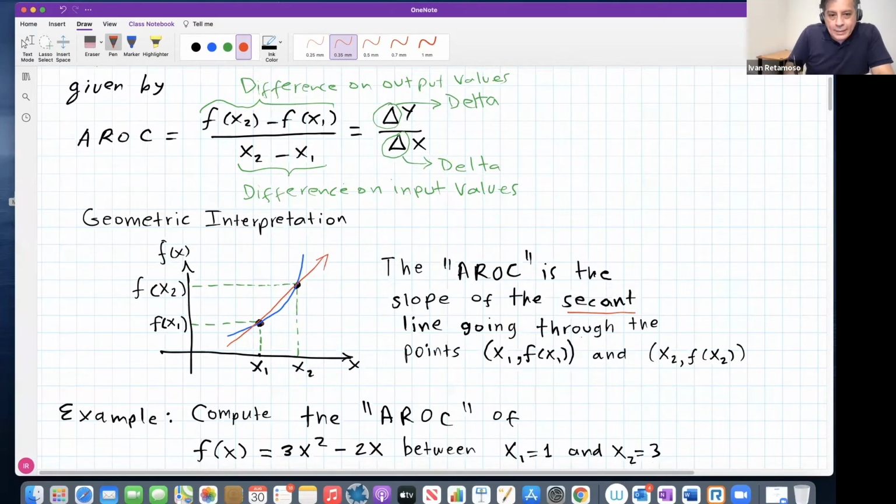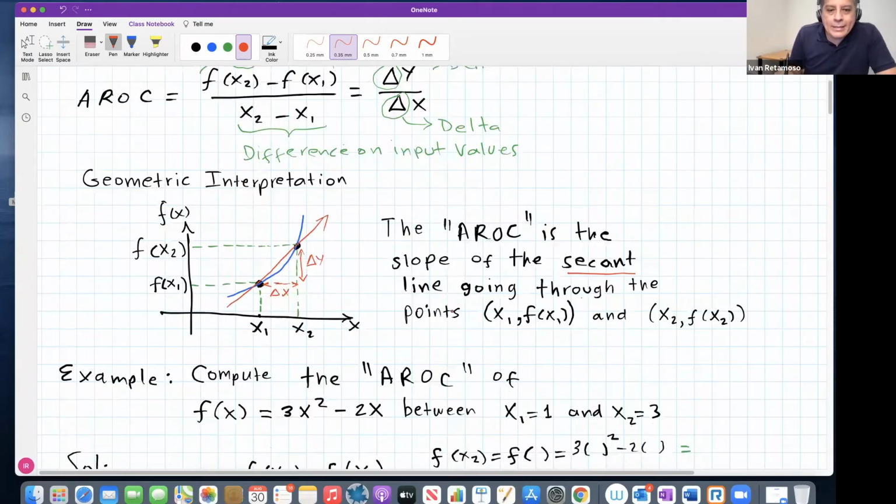Why, Professor, do you say that? Well, because notice this is the delta x, the variation on the input values, and this is the variation on the output values, delta y. Rise over run gives you the slope, right? So that is why this is, geometrically speaking, equal to the slope of the secant line connecting these two points. Try to remember this when you do your homework, they will ask you to do that.